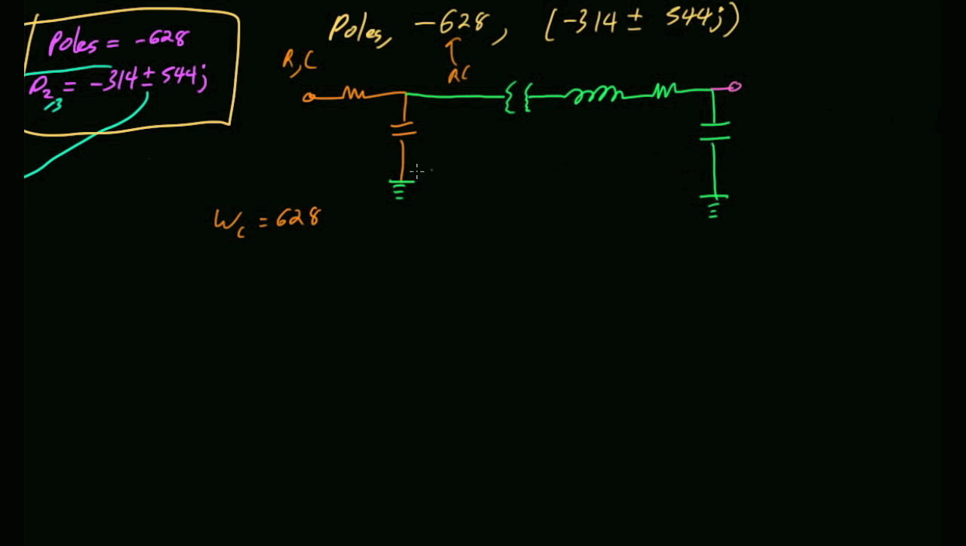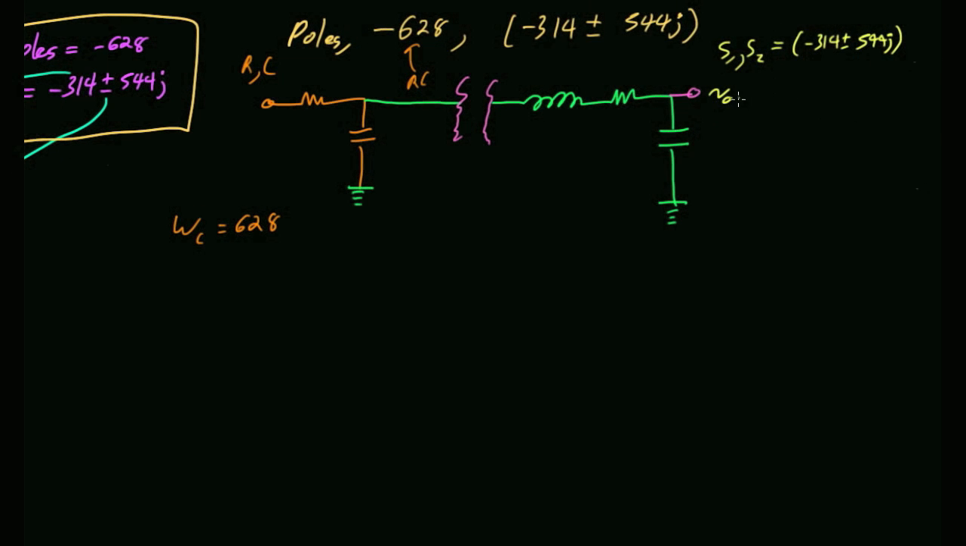But in principle, we would design this circuit such that it gave us... would it have to be overdamped or underdamped, that circuit? Underdamped. Why would it have to be underdamped? Because I'm going to get two complex poles, and the only way you can do that is with an underdamped system. I would need to design this so that I had two poles, S1 and S2, that were minus 314 plus or minus j544. And then this would be my output, V out over V in. So in theory, this would build me a third order Butterworth filter with a cutoff frequency at 100 hertz.